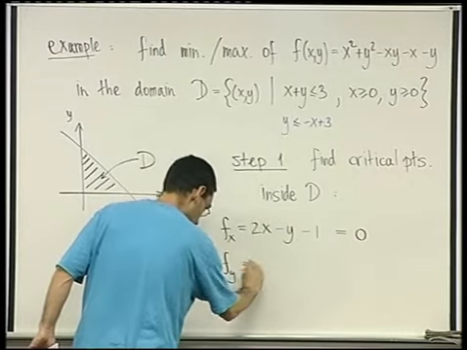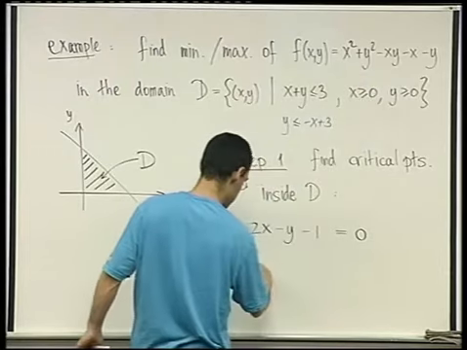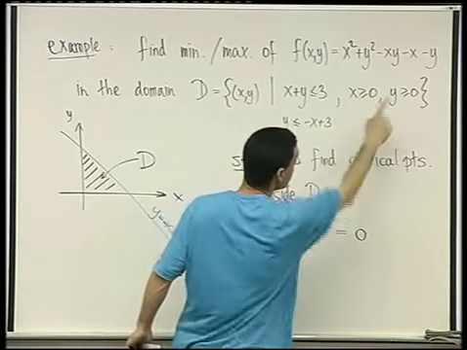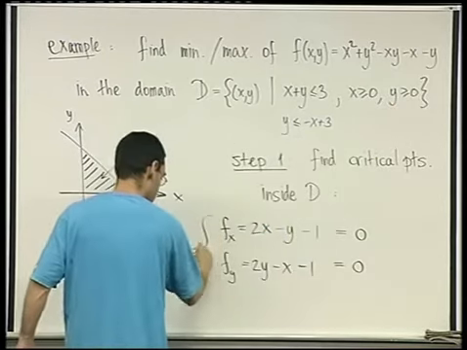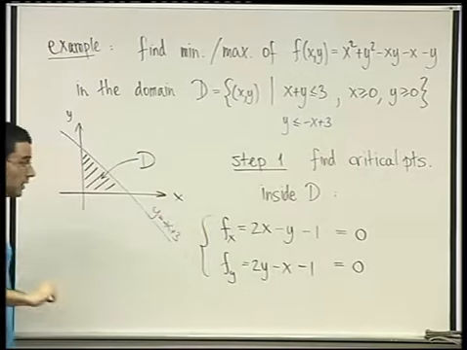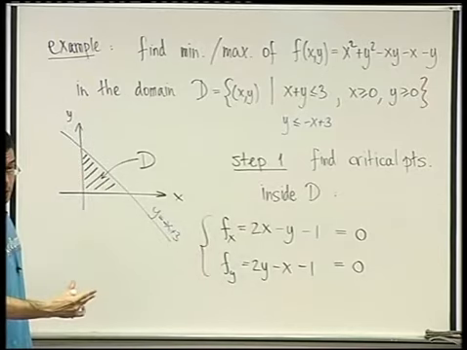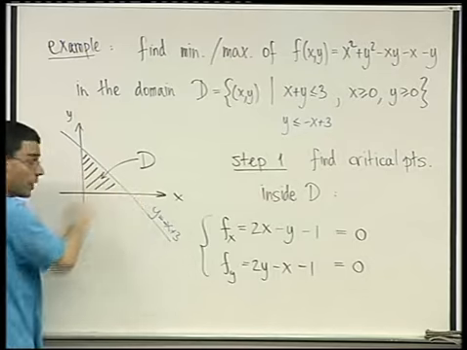Simultaneously, we want the derivative of f with respect to y to be 0, which is 2y minus x minus 1. So we want this to be 0 as well. So points (x, y) satisfying these 2 equations are local critical points if they happen to be inside this triangle D.